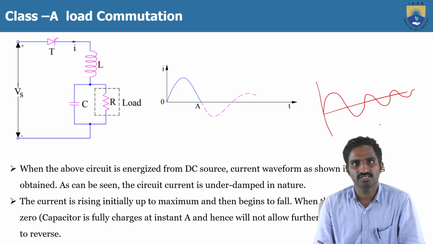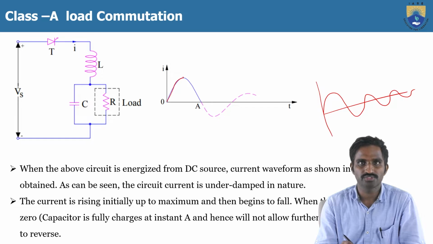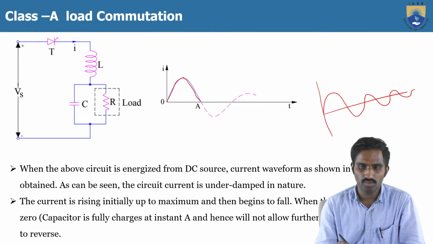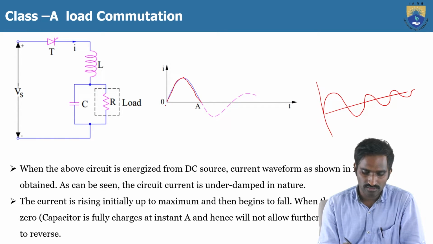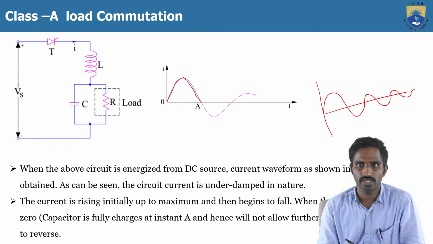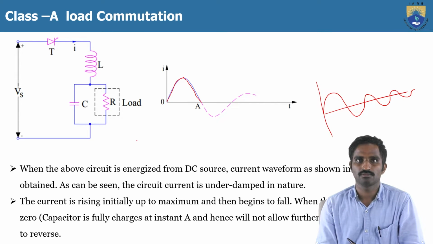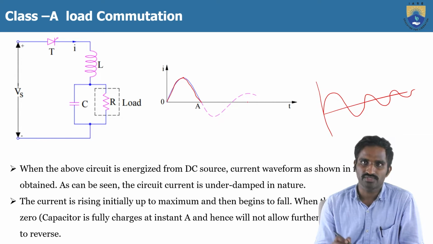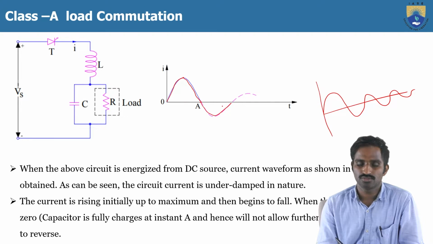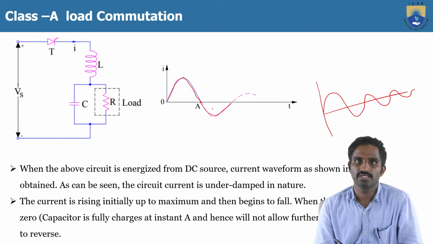Because of the nature of the underdamped circuit, initially the current gradually rises up to a certain point, then it begins to fall to zero. When it is increasing from O to A, the capacitor gets fully charged, and if you increase further, the capacitor will not allow more charging, and then it tends to reverse, which means the current will reverse. So at a particular point A, when the current reverses, the thyristor will automatically turn off.